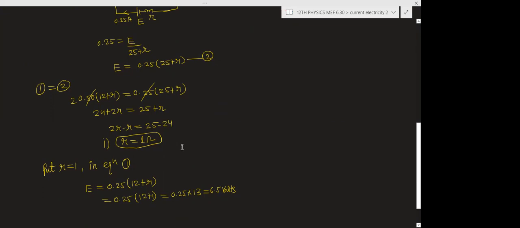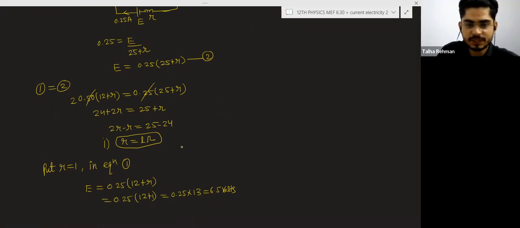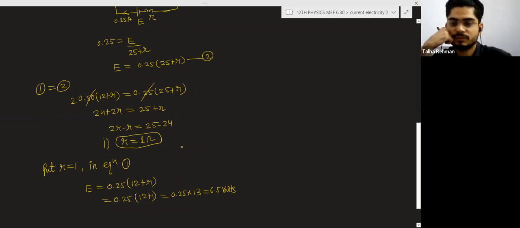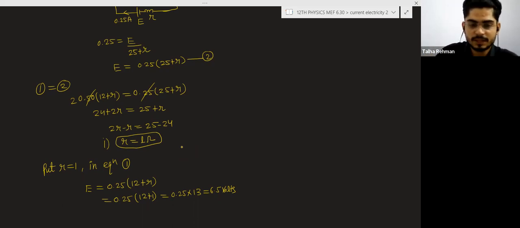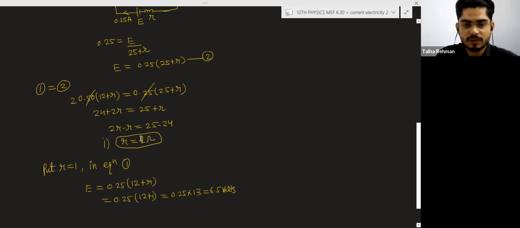Okay. You can check the calculation if you are getting confused here. This is 2R minus R is 1R. 25 minus 24 equal to 1. And this is 6 point, sorry, you can check from here. This is 6.5 volts. 6.5 volts.